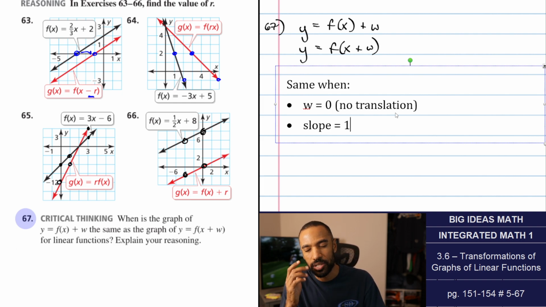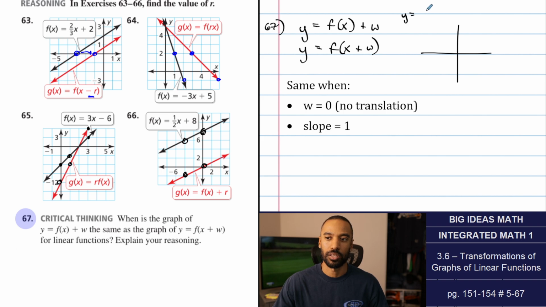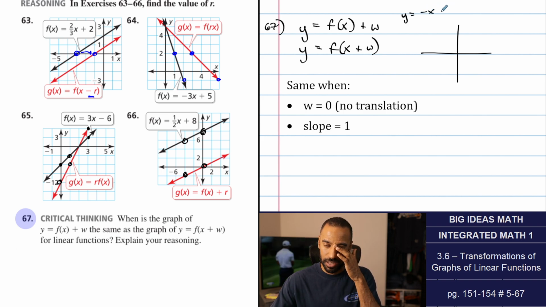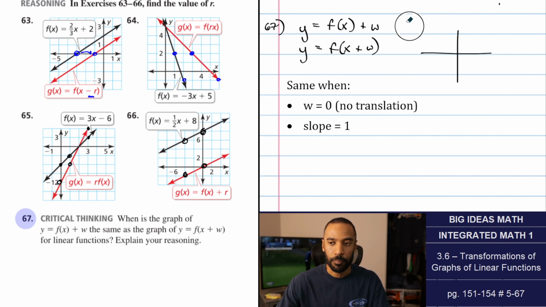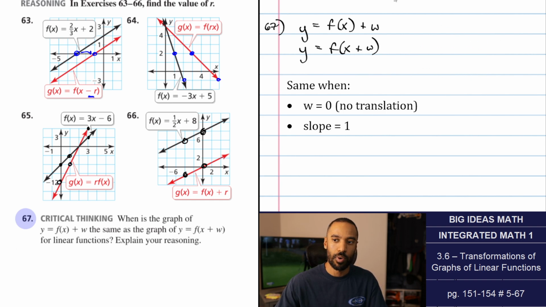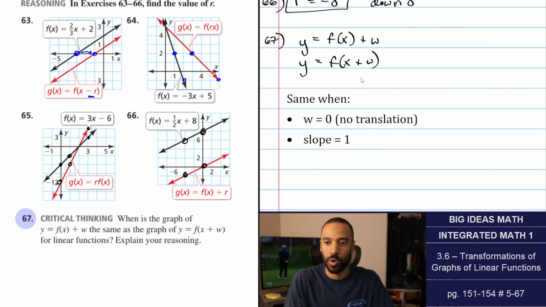What I'm curious about is if the slope is -1. I think the same thing. If the slope is -1, let me think about that. Let's say the equation was y equals -x versus y equals -x plus 6. Is this the same thing as y equals negative x plus 6 or negative x minus 6? Negative x minus 6 here, no, those aren't the same thing. So I think those are the only two cases. That's all I can think of. If the slope's -1, you would need the opposite w sign for that to work. So w equals 0, or if the slope is 1.